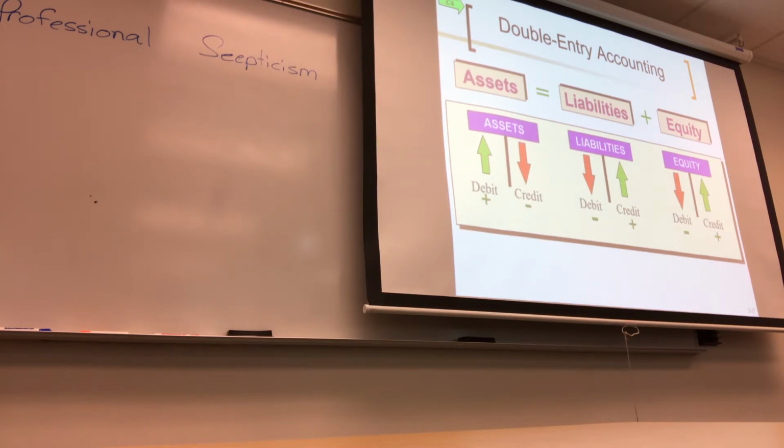Could you say that just one more time? If you debit an asset, it reflects an increase in assets. If you credit an asset, it reflects a decrease in assets. If you debit a liability, it reflects a decrease in liabilities. If you credit a liability, it reflects an increase in liabilities.